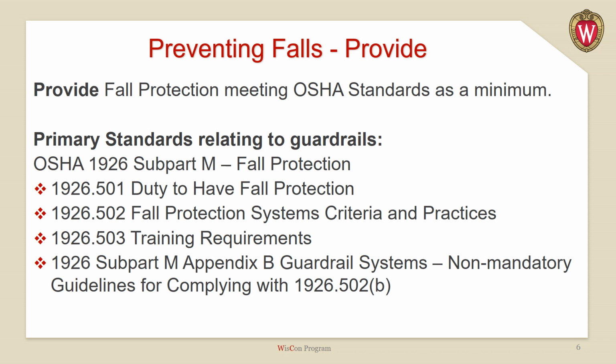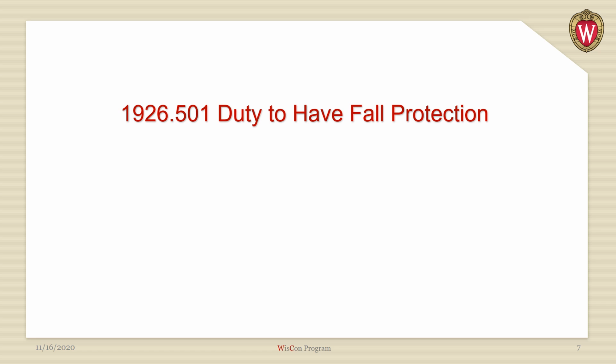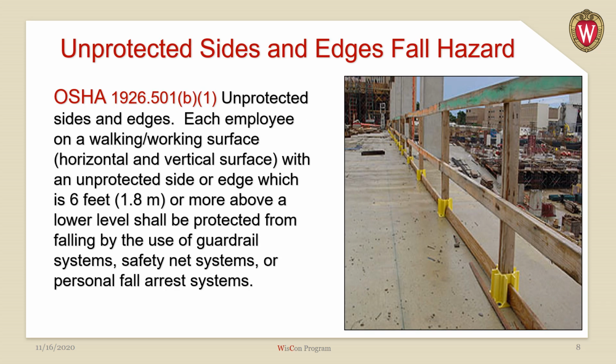During this training, we'll review many of the OSHA Subpart M construction standards that address the use of guardrails. 1926.501 Duty to have fall protection. This section sets forth requirements for employers to provide fall protection systems. OSHA addresses fall protection in 1926.501(b)(1), unprotected sides and edges.